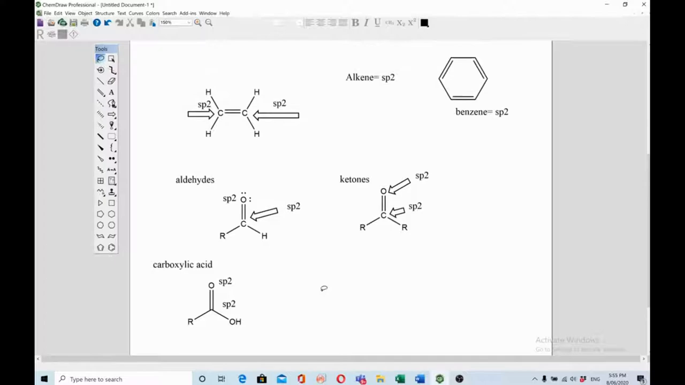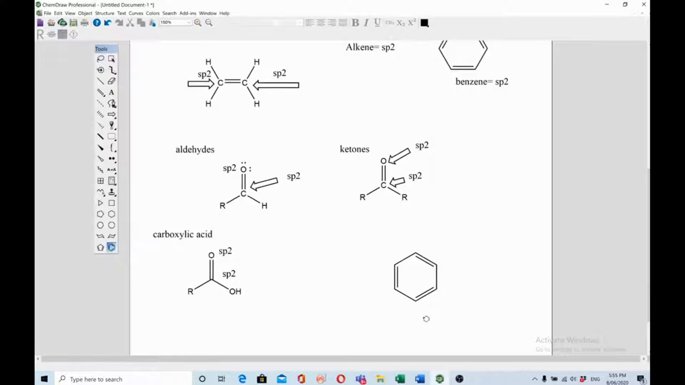Okay, let's discuss benzene now. How about benzene? Also, determination of hybridization helps you to predict aromaticity of compounds. So it's one of the conditions whether the compound is aromatic or not. It should have all the carbons sp2 hybridized. So benzene has 6 carbons. Each carbon is sp2 hybridized.